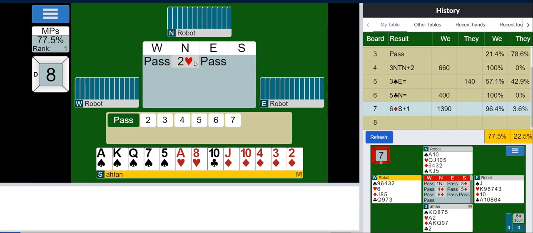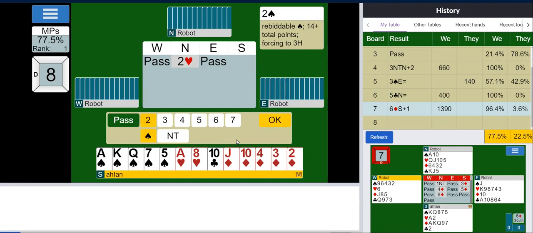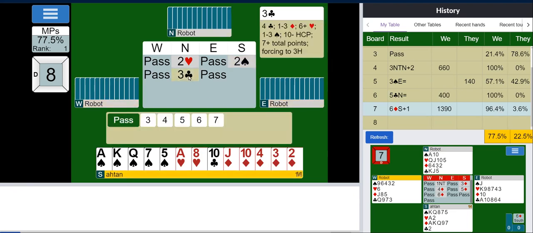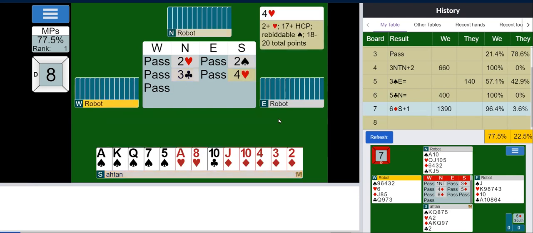Fourteen points, but very shapely, very very shapely. I have 1, 2, 3, 4, 5 losers. I think I can try for a game, but I'm going to see if I can get a spade fit first. I can't get a spade fit, but it's showing me a suit other than hearts. So I think I can bid four hearts.